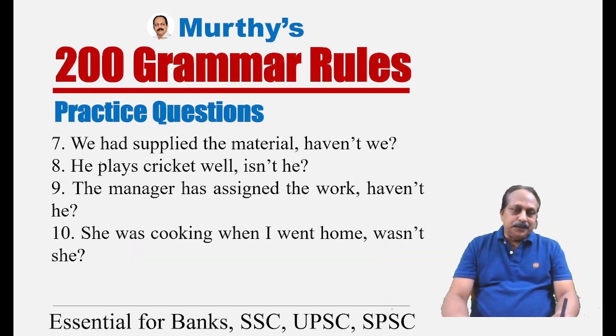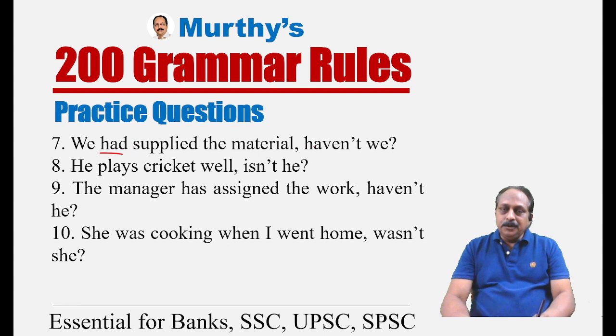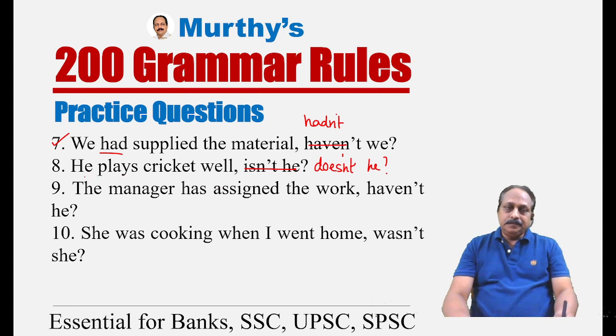Sentence number 7, it should have been 6. We had supplied the material, haven't we? Easy to make out once you know how to form the question tags. Here, the helping verb is had, so you cannot use have. It should be had not, short form hadn't. Hadn't we? He plays cricket well. Here, present tense affirmative, the appropriate helping verb is does, because the subject is third person singular. Isn't he? Not at all correct. Doesn't he? He plays cricket well, doesn't he?